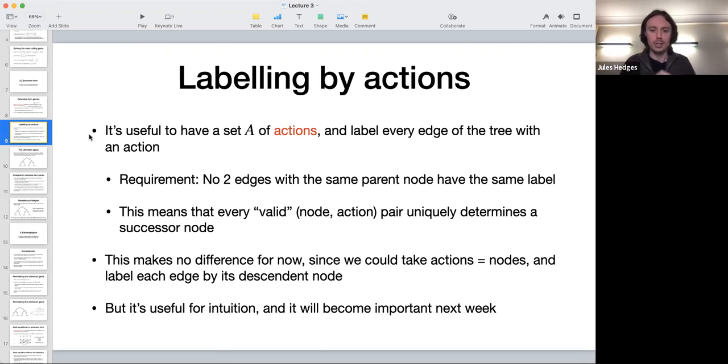And as I say here, for now this technically makes no difference, because we could always take the actions to be the same thing as nodes. But it's useful to have a separate labeling by actions.